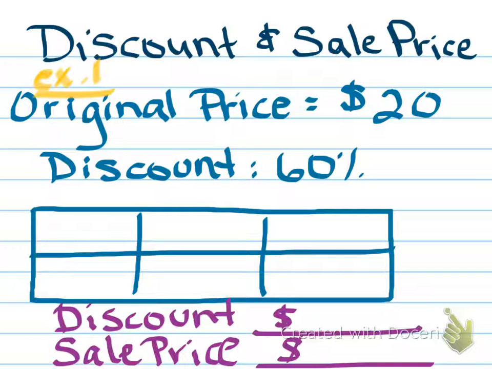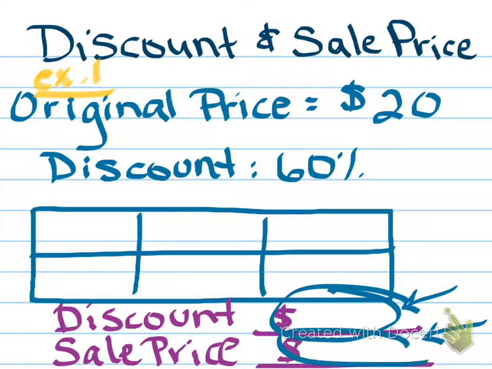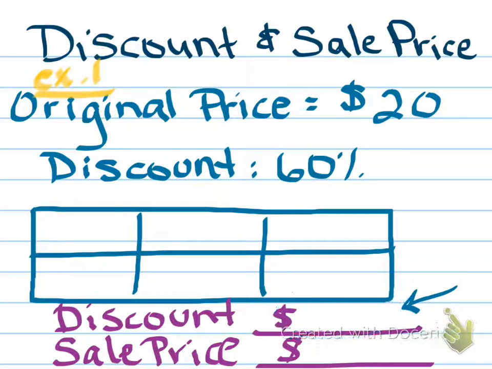The first question's asking us what the discount price is and what the sale price is. So I want to know, how much am I saving? How much am I paying? To first figure out the discount amount, I'm going to need to figure out what 60% of $20 is.